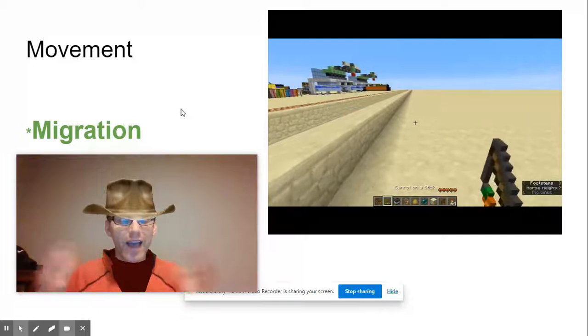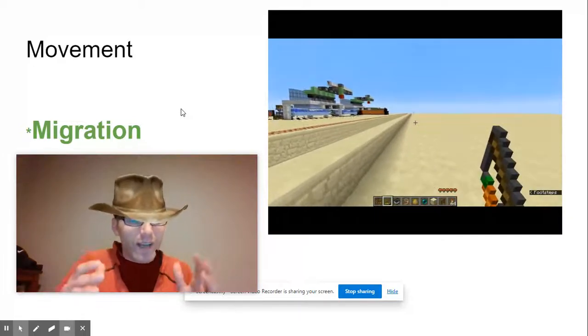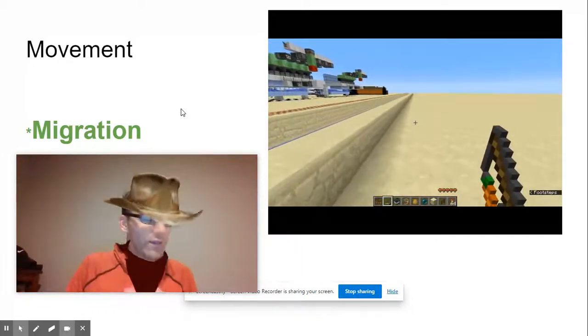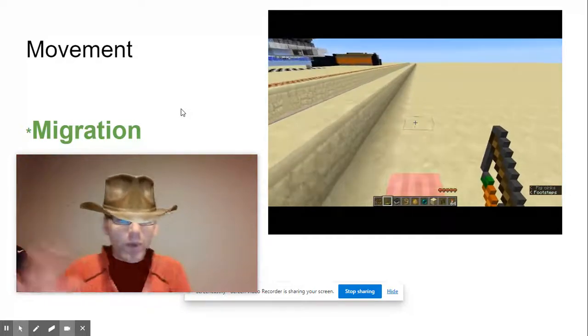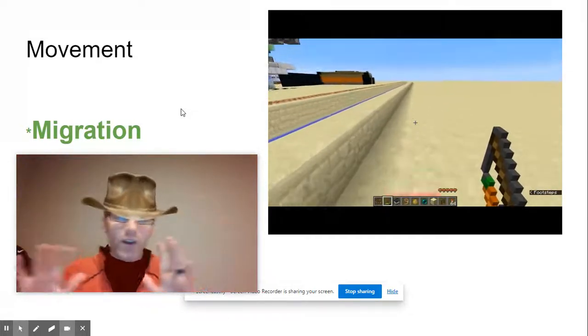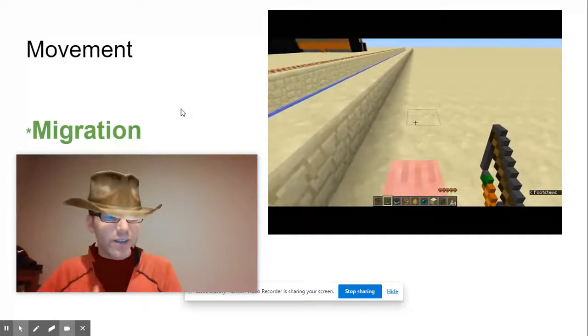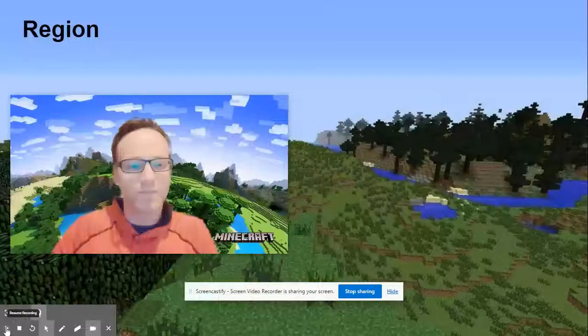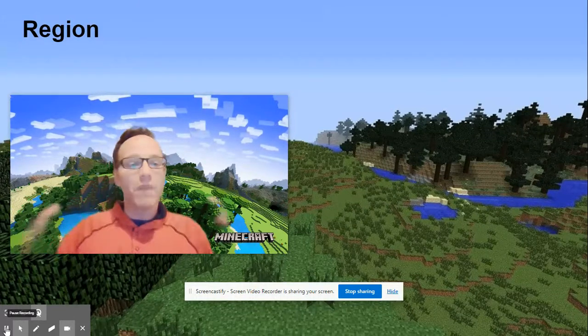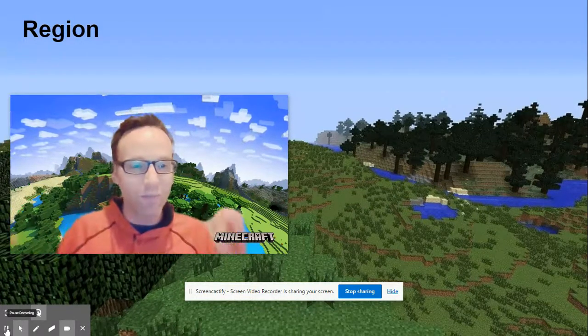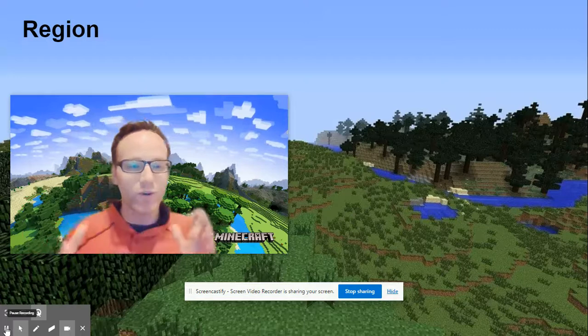So, again, as we're thinking of the word movement and how it plays a role in the themes of geography, we're thinking of those words and why people might be doing something like moving or migrating from one location to the next. Now let's look at our second word, region. Minecraft is such a cool game when it comes to helping you understand the word region.